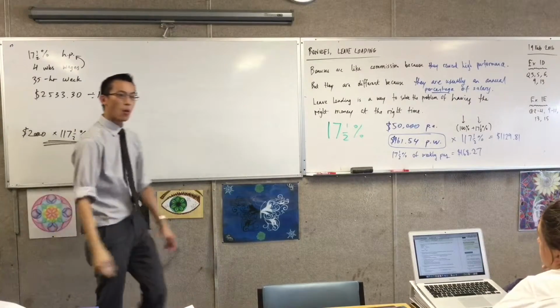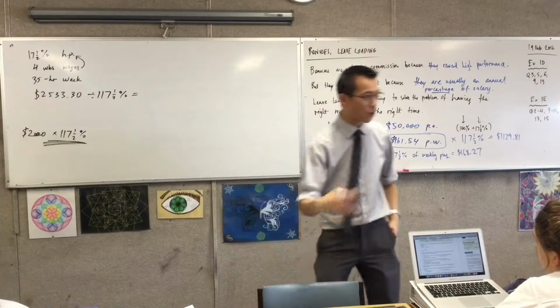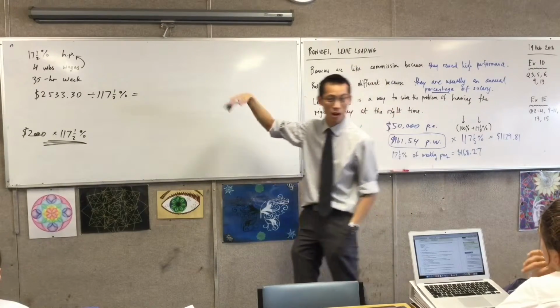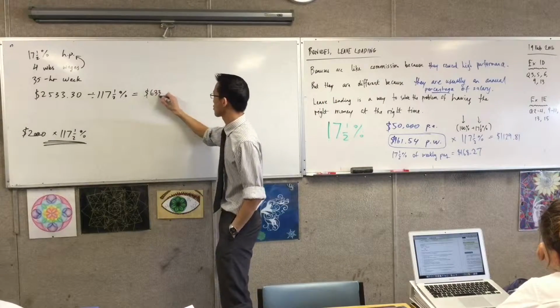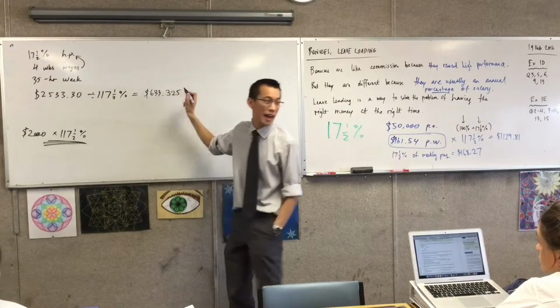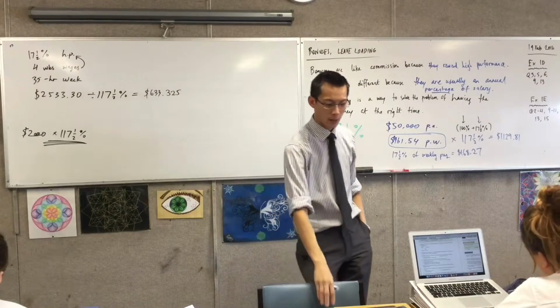Okay. Now, once I do that, I get a number out. Because of the awkwardness of the percentage that we're being asked for, you actually don't get a number of cents. You get 633.325, I think. Okay. Now I'm going to pause there and look at the question, right?